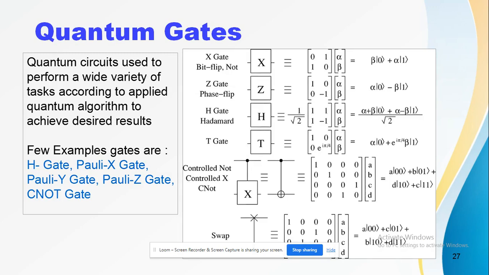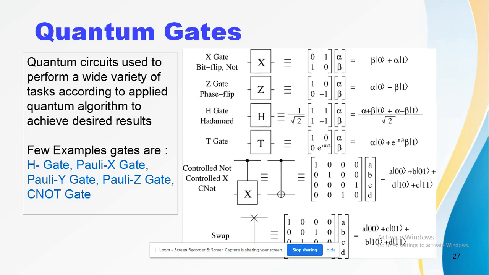Quantum circuits can be used to perform a wide variety of tasks according to the applied quantum algorithms. There are a lot of types of quantum gates. These are single qubit gates, which can flip a qubit from 0 to 1, as well as allow superposition states to be created. Then there are two qubit gates. These allow the qubits to interact with each other and can be used to create quantum entanglement.